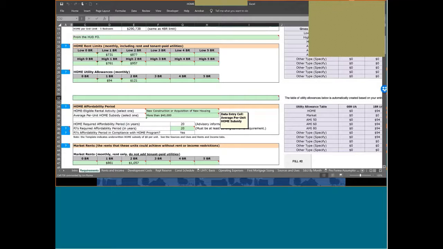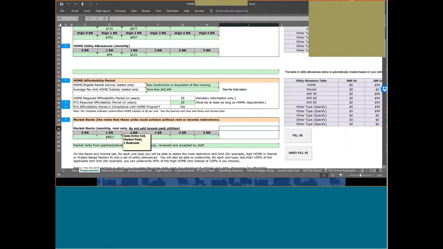Thanks, and Mark. On that same page, I think there was a question about why are we listing market rents? And of course, in this case, I think all of our units are home units, but in some projects, obviously, we will have some market units, some home units. We might have some tax credit units. Well, let me answer that.